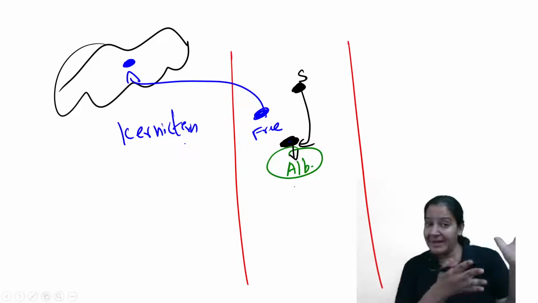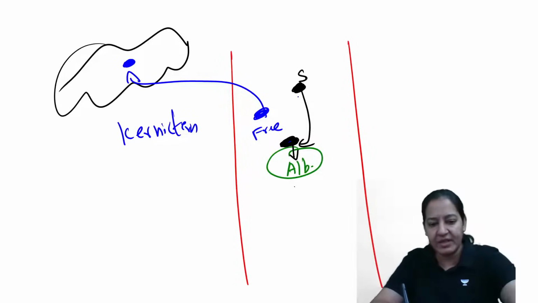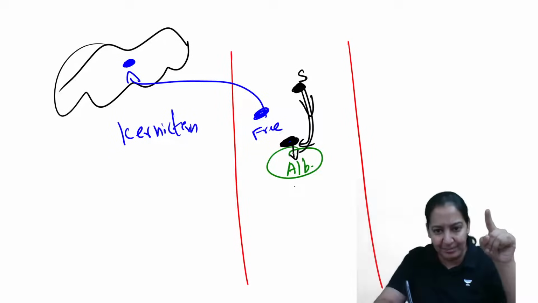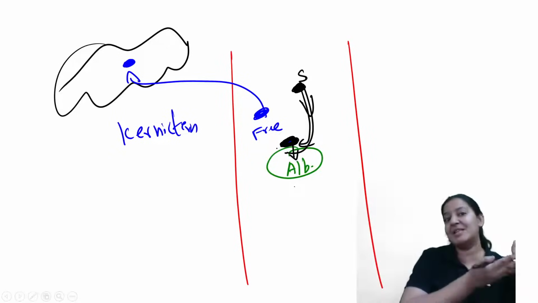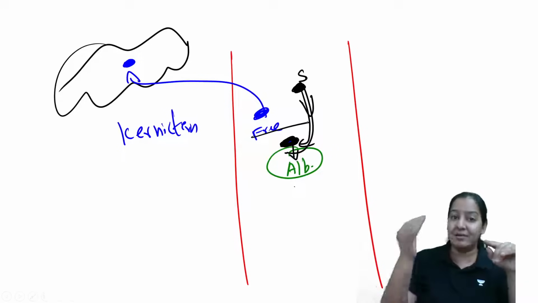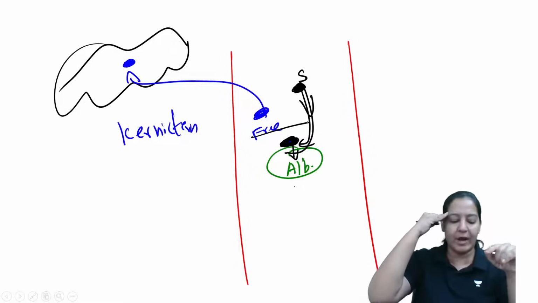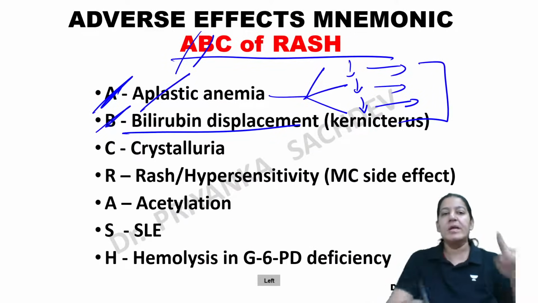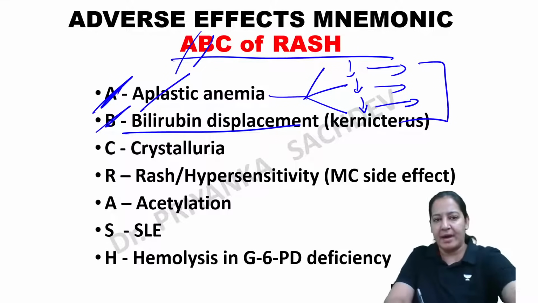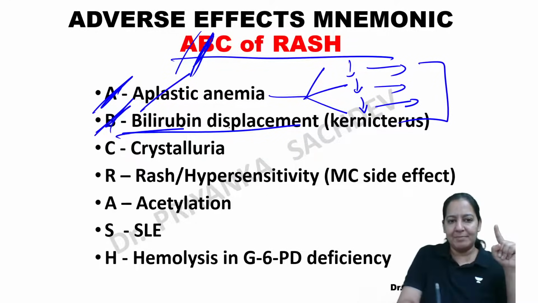This is known as bilirubin displacement. So what are sulfonamides doing? Sulfonamides are displacing the bilirubin, and the free bilirubin is damaging the brain, the basal ganglia of the brain, causing kernicterus. So B for bilirubin displacement. Am I right? B for bilirubin displacement.